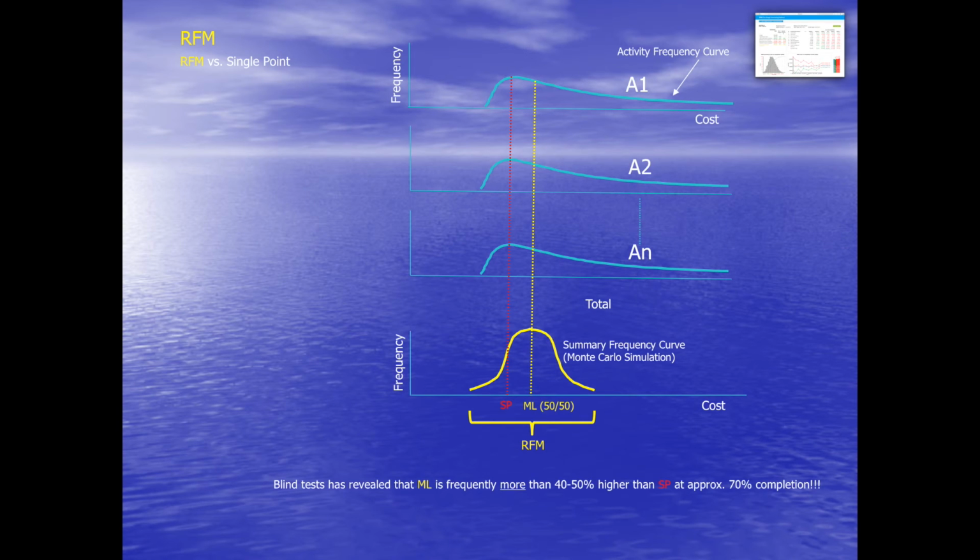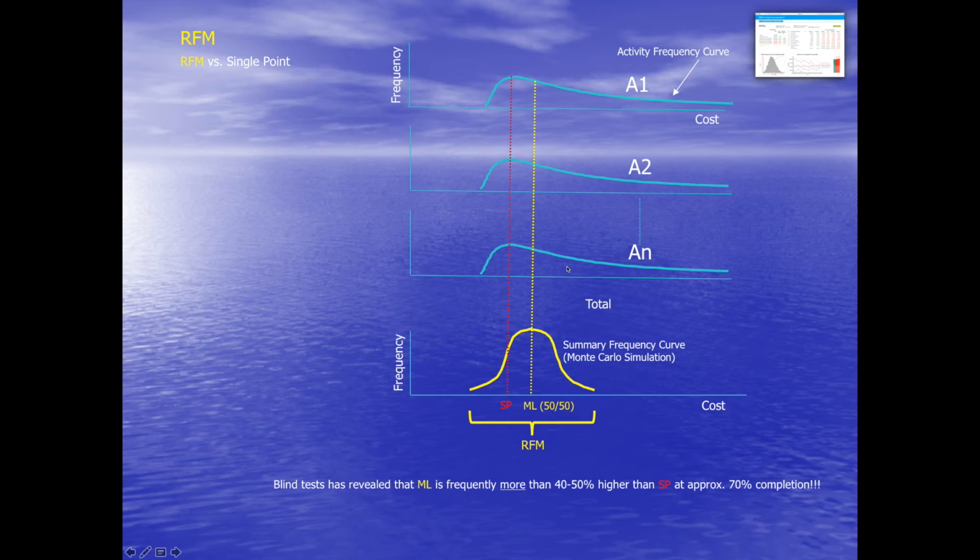So what has 30 years of experience with RFM shown? It has shown that for the given report period, the forecasted most likely cost at completion is a higher number than the forecasted single point cost at completion. So this point is higher than this. And the reason is simply that most activities are skewed towards higher values. It's a higher risk of getting into a cost overrun than the opposite.